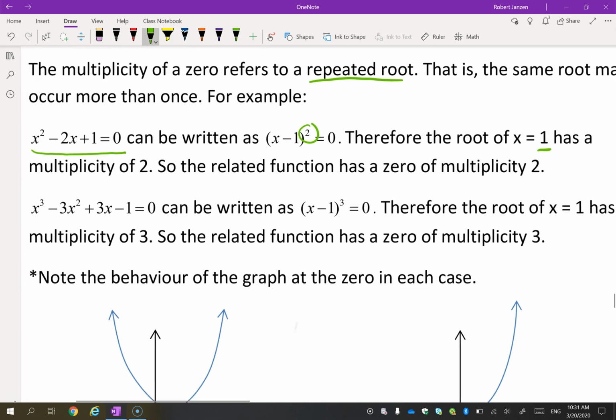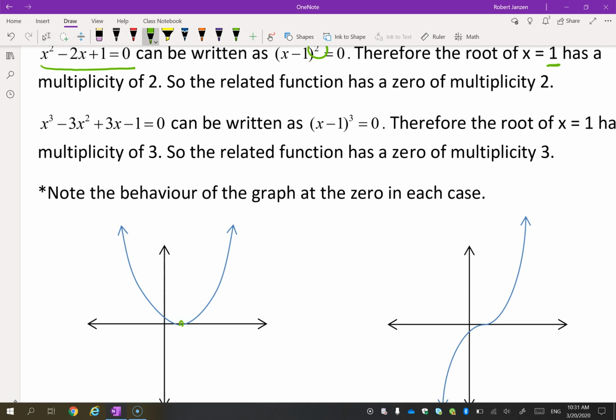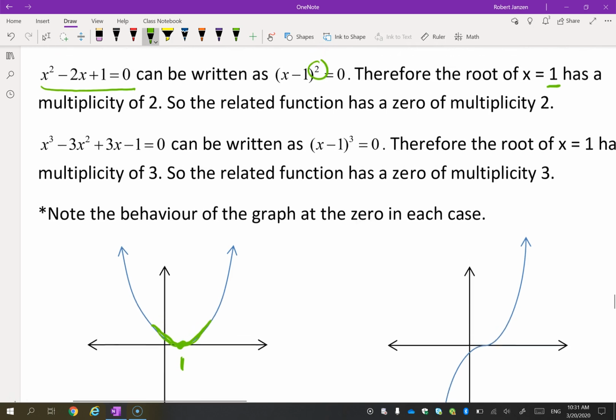Okay? Thinking about what that graph looked like, here it is. This is our x-intercept at 1, and you can see at that x-intercept we have something that we call a bounce. It doesn't cross the x-axis. It bounces there. This happens when there is a multiplicity that is even. Okay, we'll see more of those in a second.